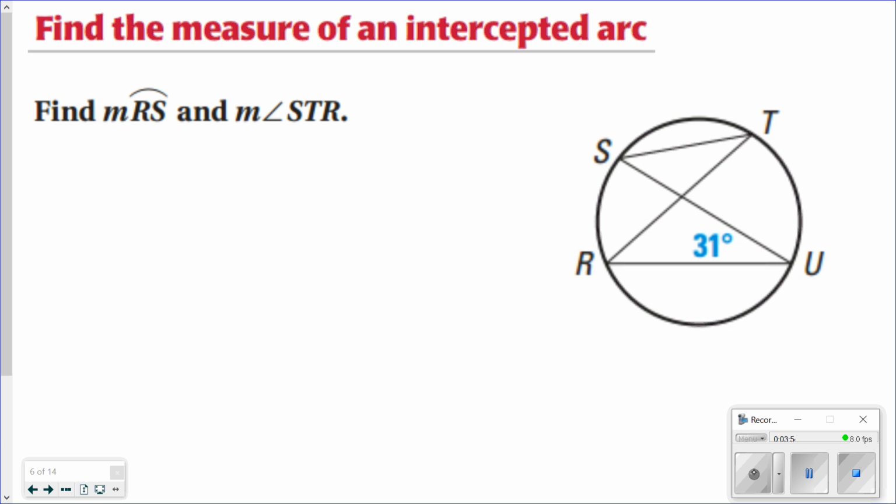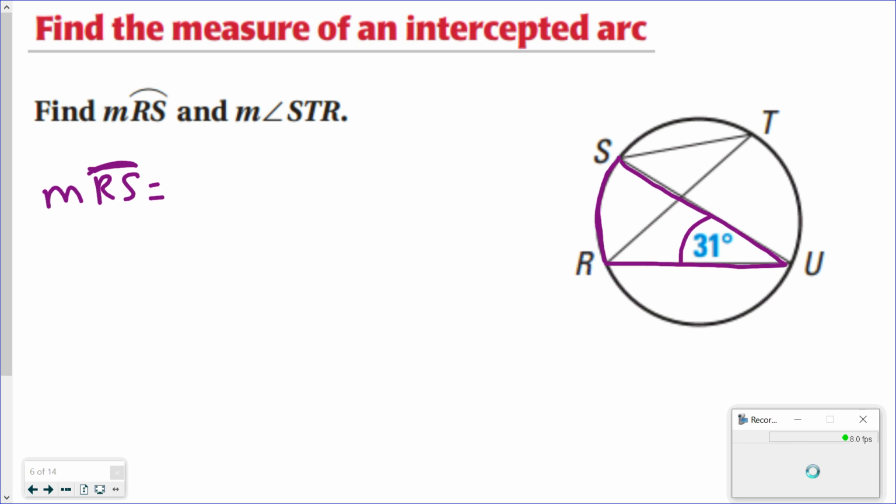Next, we're going to find the measure of arc RS. So our arc RS is right here. Now there are 2 inscribed angles that use that arc, but the one that we know the measure of is this angle right here. So if my inscribed angle is 31, what is the measure of arc RS? Well, it's going to be double that measure. So we know that it's going to be 62 degrees.